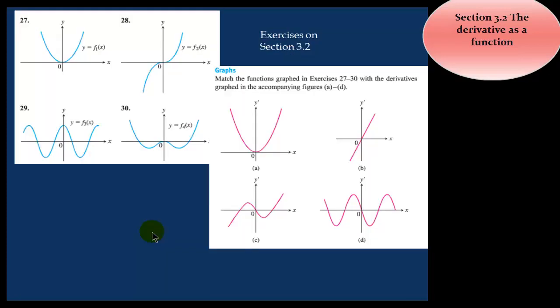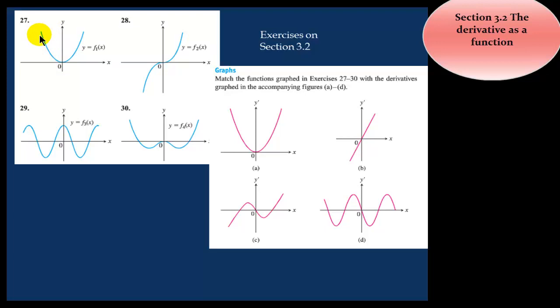Now, let's go ahead and work on this problem that we left off last Wednesday, where we want to match the graphs of these functions from 27 through 30 and see which one matches the corresponding derivative function. Okay, well, we just looked at the previous slide when we looked at a parabola, and we said that the derivative function is a line that passes through the origin.